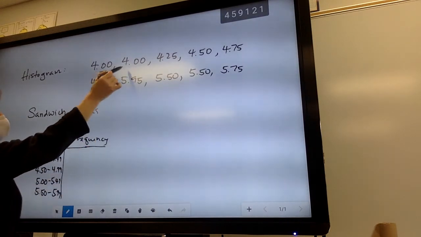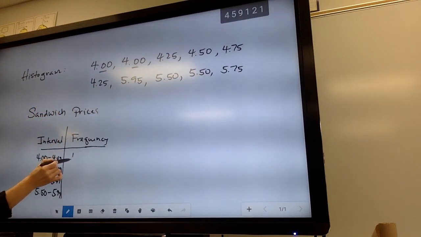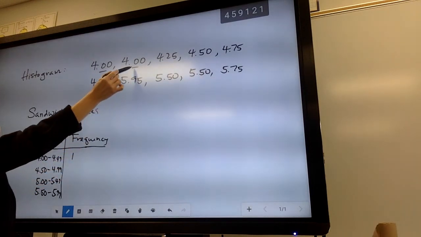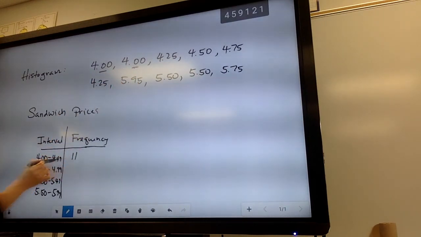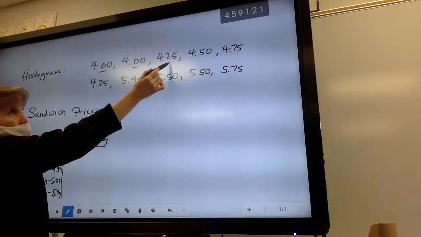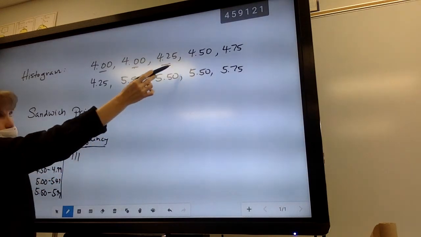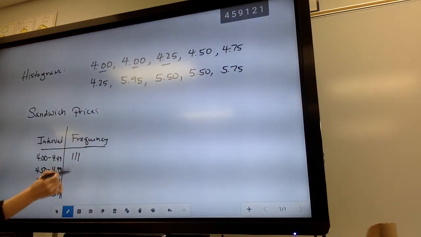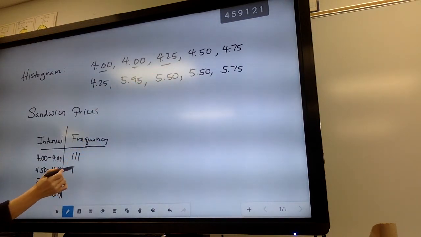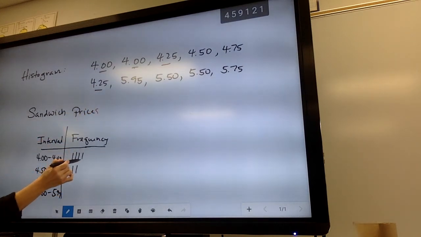Now you're going to plug these pieces of data into your table. So there's a $4 sandwich that occurred in this interval. Here's another $4 sandwich, so that occurs in this interval. Here's $4.25. That occurs in this top interval. $4.50. That would be in the second interval. $4.75 would be in the second interval. $4.25, that's back in the first interval.